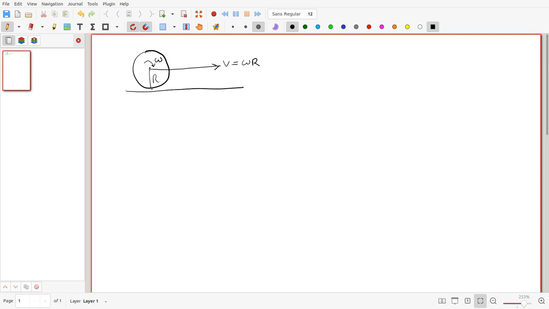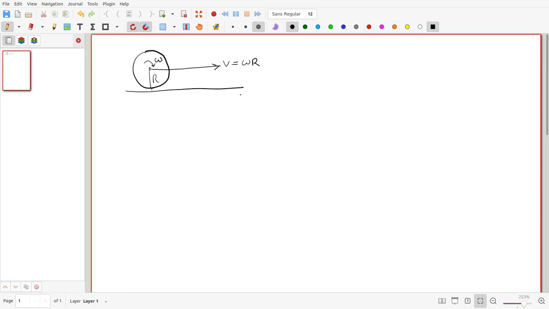What if we focus on a point which is on the circumference? So maybe let's focus on the point which happens to start at the point of contact between the disk and my ground. And then, after some time, the entire disk as a whole moves to the right. But the point also, with respect to the disk, moves clockwise at an angular displacement along the circumference.